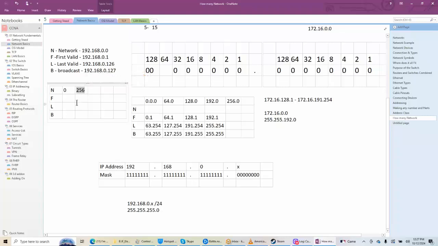Now, the 256 network doesn't exist. 255 is going to be one less than our next one. Our last valid address is one less, and our first valid address is 1. So that means between our 192.168.0, this is my network number.